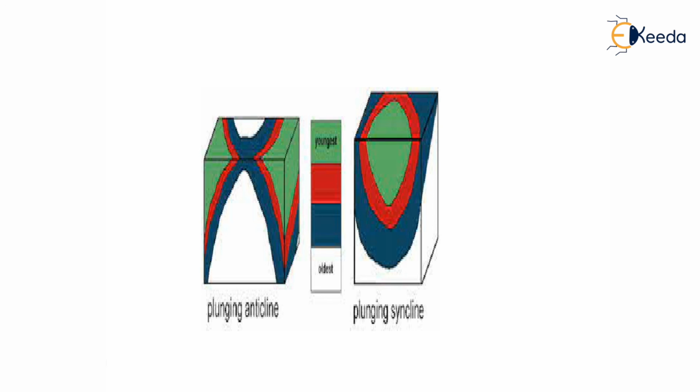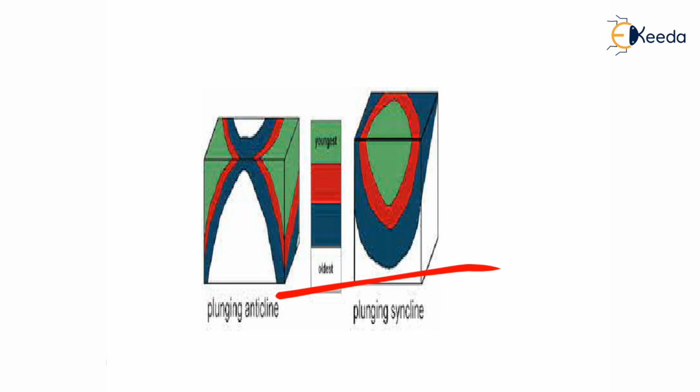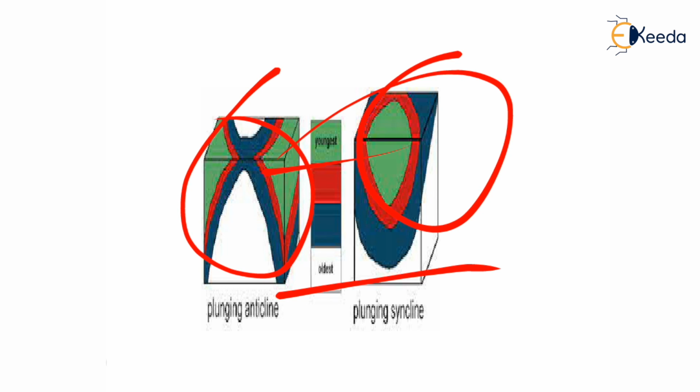See, plunging anticline, plunging syncline. See, this is the plunging anticline and plunging syncline. See, the oldest formation is present at the core portion of the anticline and the youngest formation is present at the core portion of the syncline. Thank you for watching.